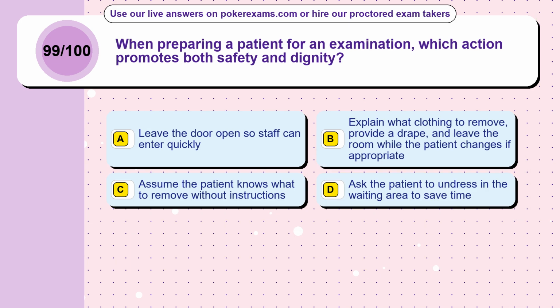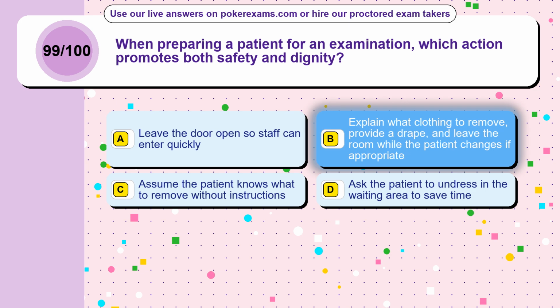Question 99. When preparing a patient for an examination, which action promotes both safety and dignity? Option A. Leave the door open so staff can enter quickly. Option B. Explain what clothing to remove, provide a drape, and leave the room while the patient changes if appropriate. Option C. Assume the patient knows what to remove without instructions. Option D. Ask the patient to undress in the waiting area to save time. The correct answer is option B.